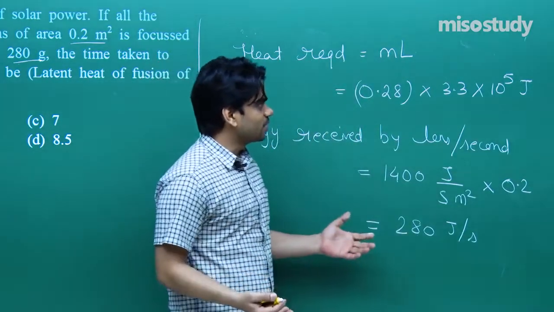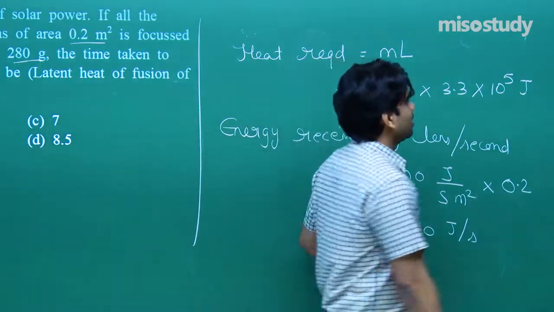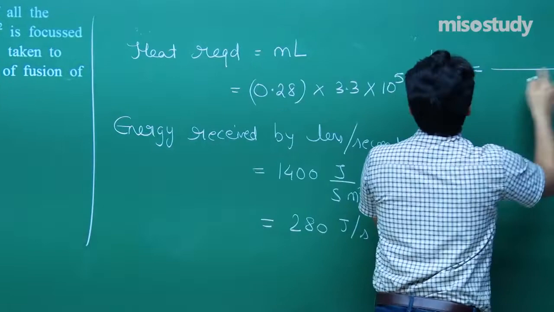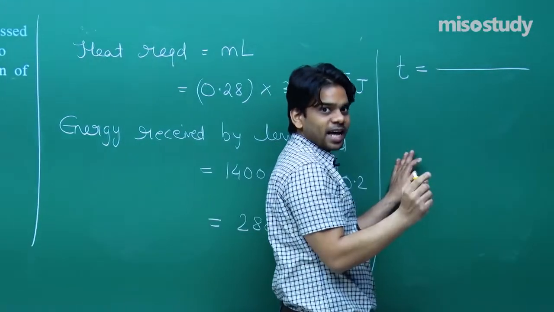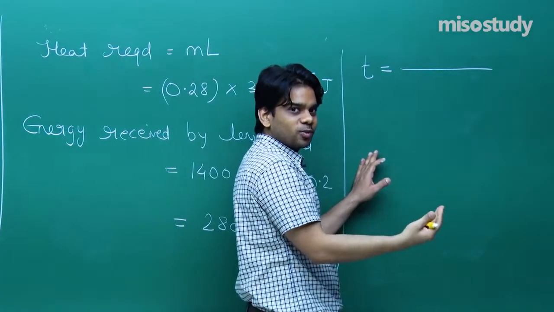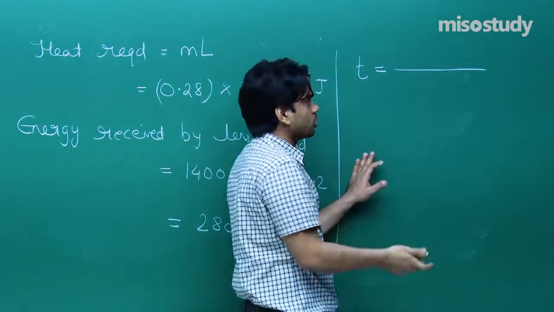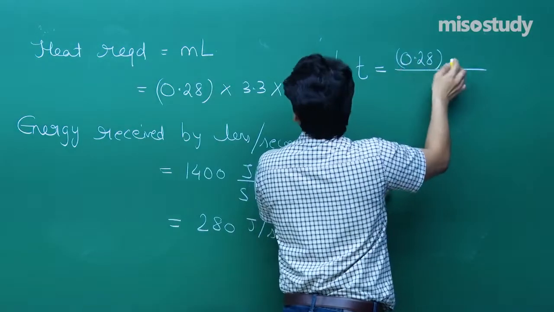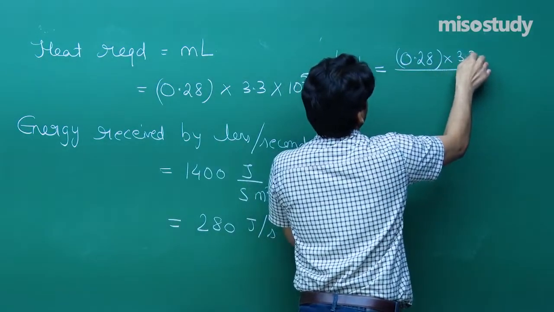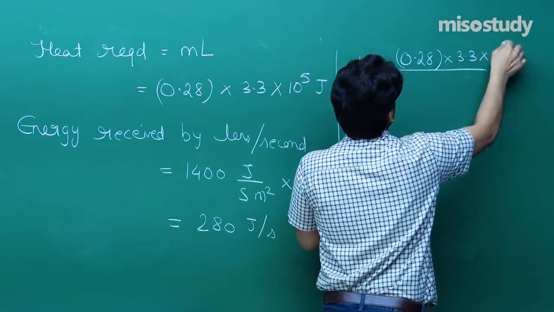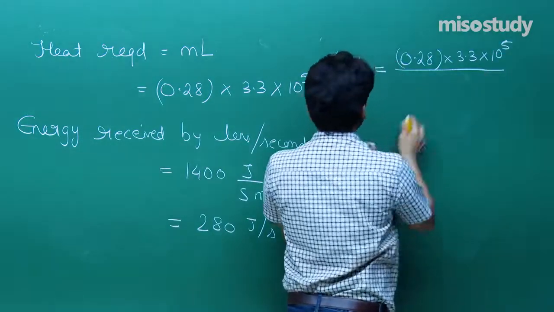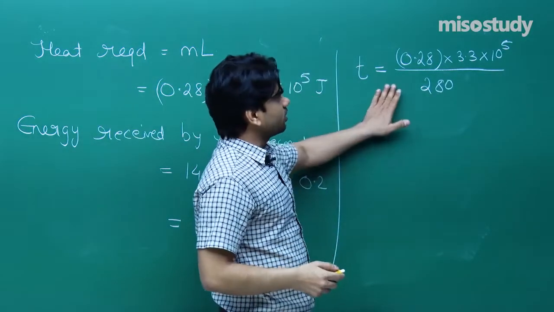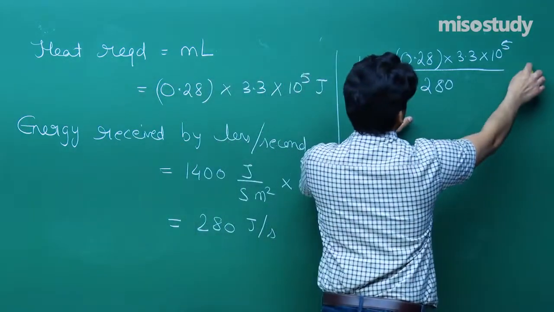Now time, we need to find out what is the time taken. Time taken will be very simply in seconds, I am writing T, that stands for time, time taken for the process for the ice to get converted to water. That will be 0.28 multiplied with 3.3 multiplied with 10 to the power 5 divided by 280. This is what you can follow. So this you will get in seconds.